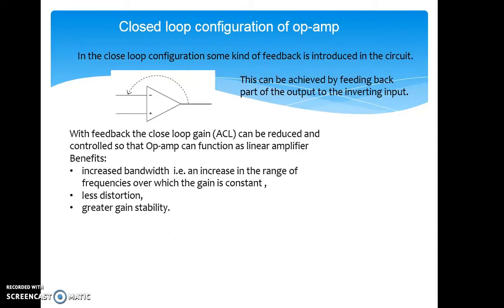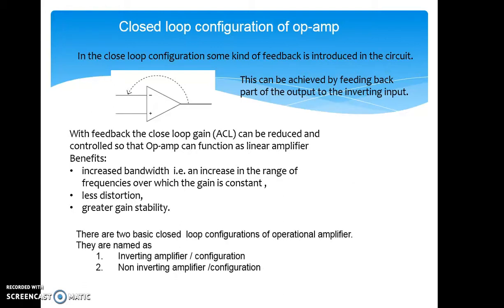Now with the feedback, the closed loop gain of the operational amplifier is reduced and can be controlled so that the op-amp can function as a linear amplifier. So what are the advantages? The first is that the bandwidth is increased, that is, the range of frequency over which the gain remains constant increases. Second, less distortion. Third, greater gain stability.